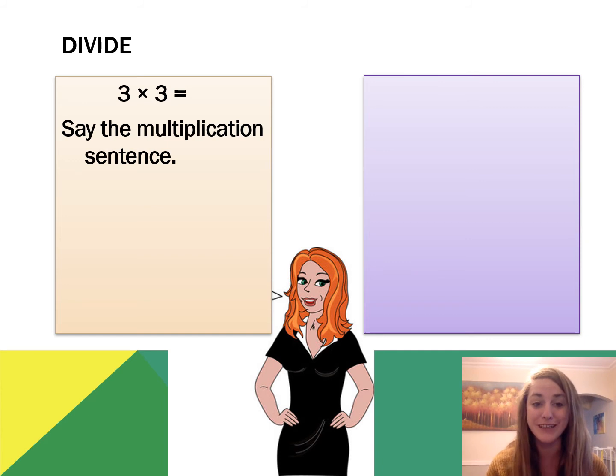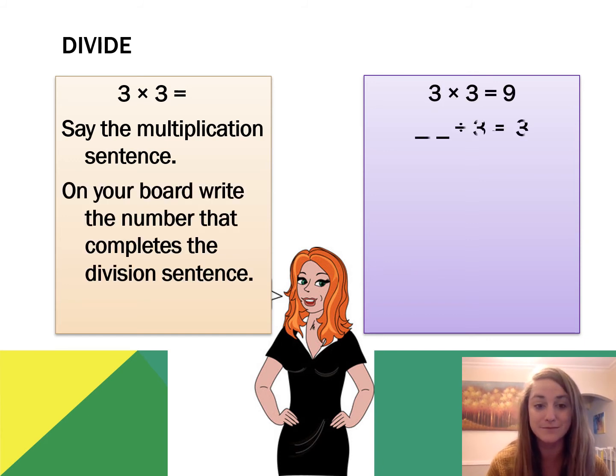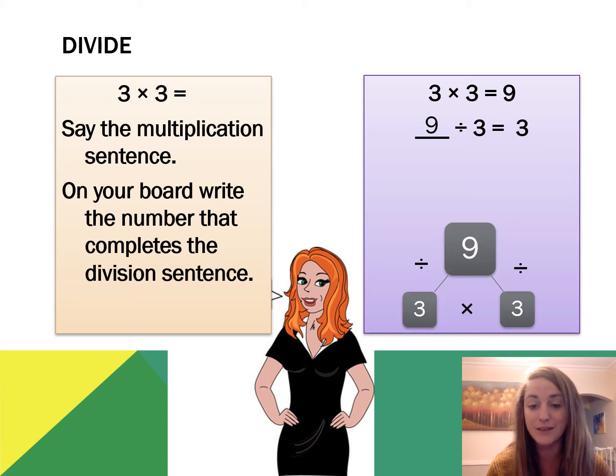3 times 3. 3 times 3 equals 9. On your boards, write the number that completes the division sentence. You can use the related facts on the multiplication sentence to help you. 9 divided by 3 equals 3. Let's look at this tape diagram. What relationship do you see between the numbers?